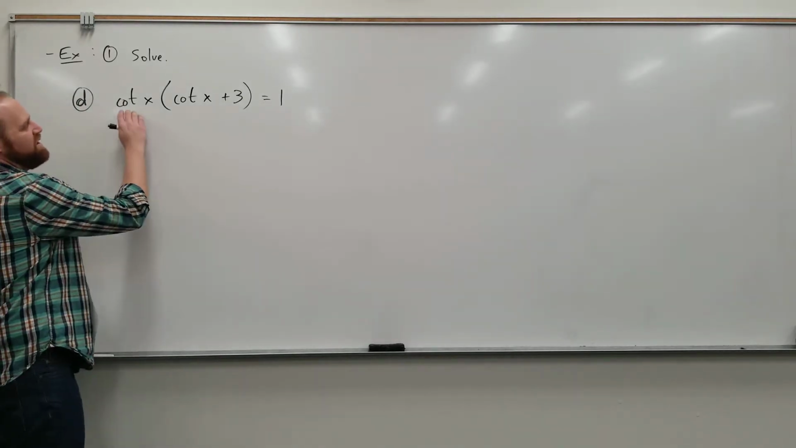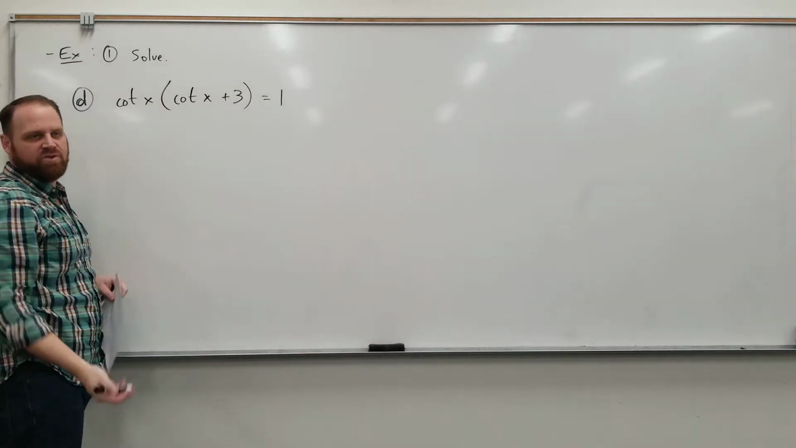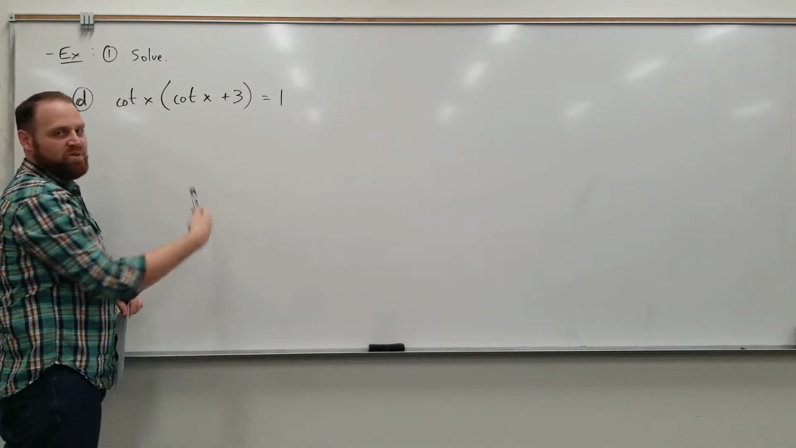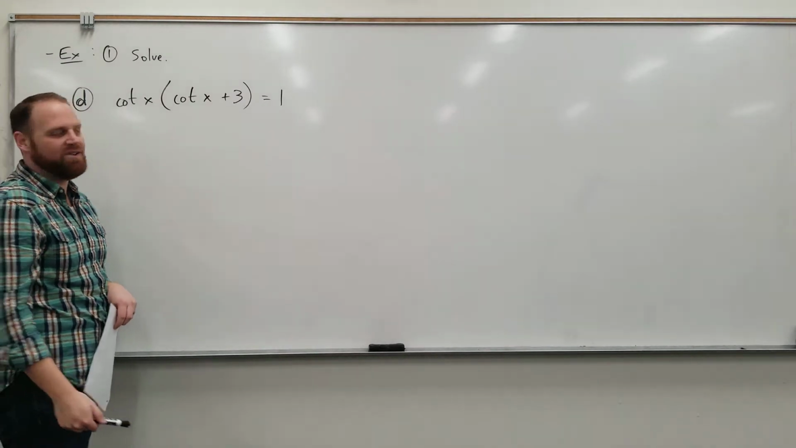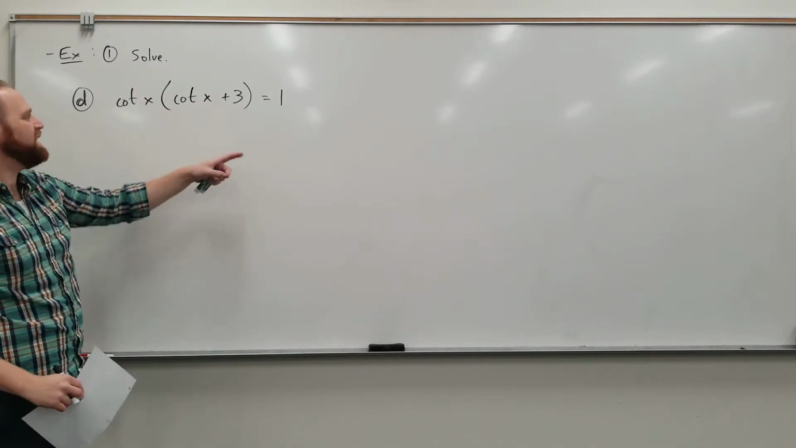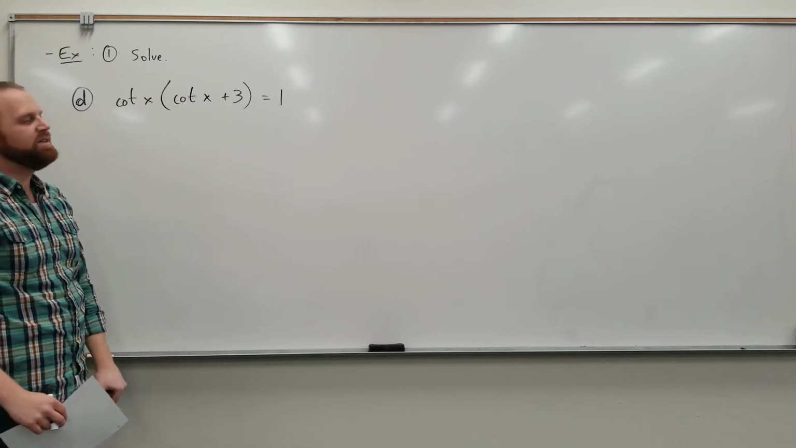It's not true that if this times that equals 1, that one of these things has to be 1. That's not true. This could be 1/2 and that could be 2. Their product would still be 1, right? In fact, there are infinitely many kinds of combinations that could work out so that their product is 1. So it's just not the case that one of these things has to equal 1. So what do we do?